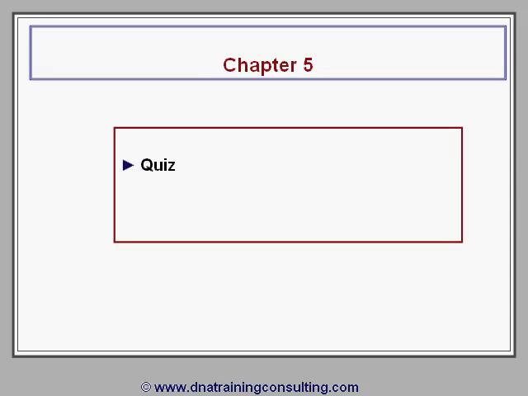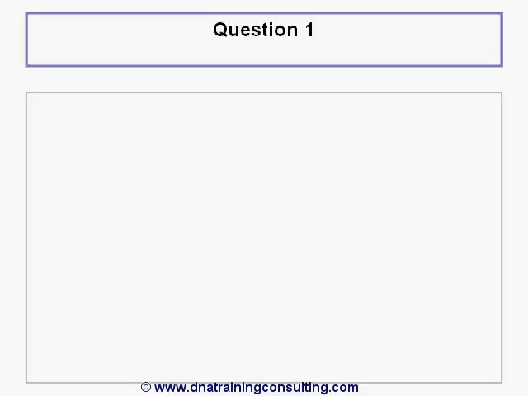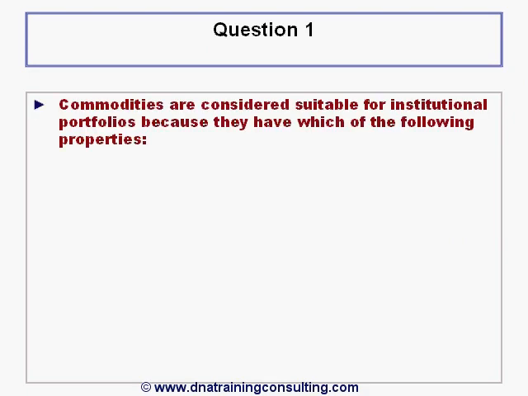This final chapter, Chapter 5, contains 4 short questions to test your understanding of these materials. Question 1. Commodities are considered suitable for institutional portfolios because they have which of the following properties?